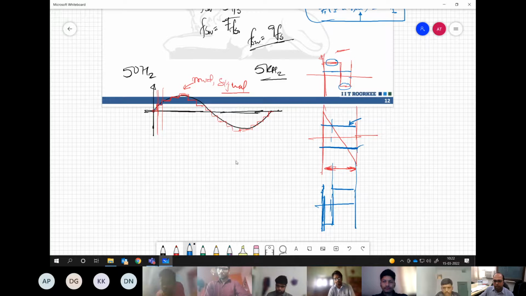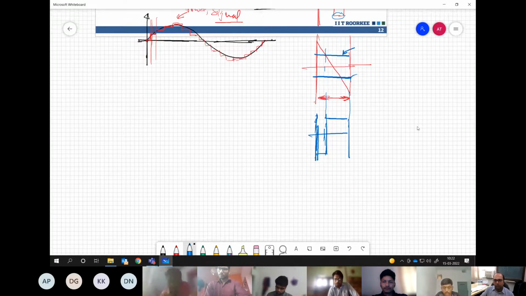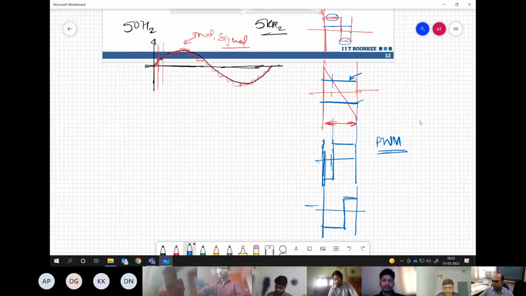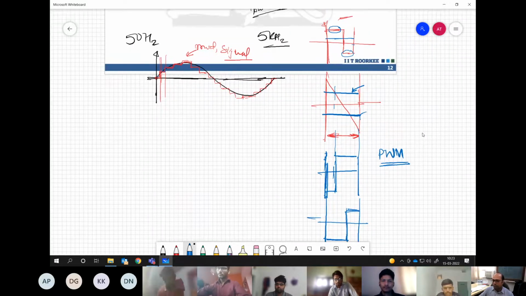Whereas for the second case, it will be off for longer duration and then on for smaller duration. This is basically the width of this pulse changing, and that is what is known as pulse width modulation. This is how we are realizing it, right? Understand the point? Fine, no confusion up to this point, right?